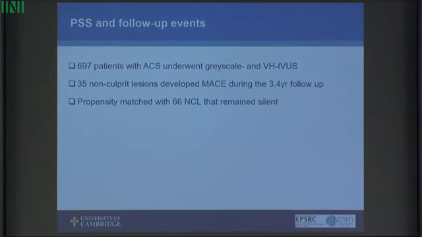So to be able to do this, we again use another cohort from the US. It's the famous PROSPECT cohort. It involves about 700 patients with acute coronary syndrome. And during a follow-up of over 3 years, 35 non-culprit lesions at baseline developed into a major adverse cardiac event. And of course, in order to have a control group, we also did propensity matching with 66 NCL that remain silent.